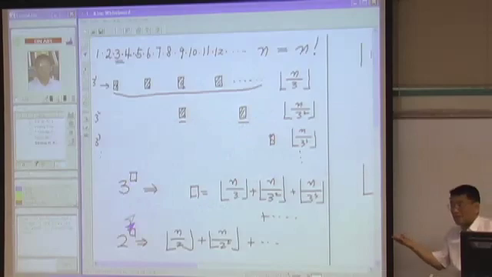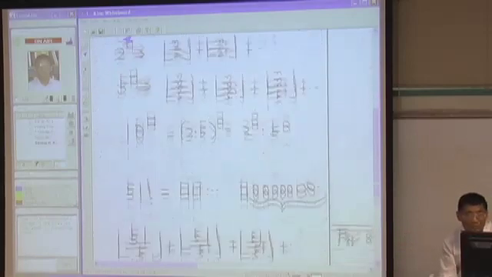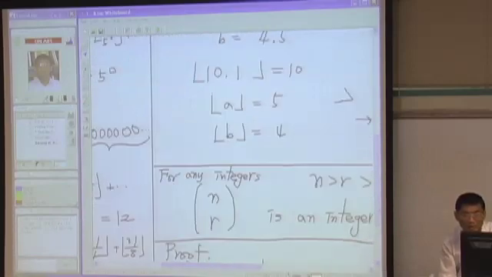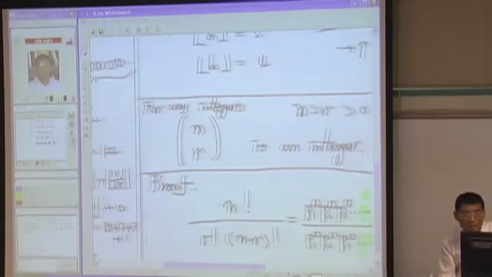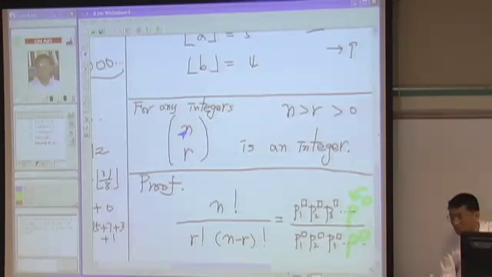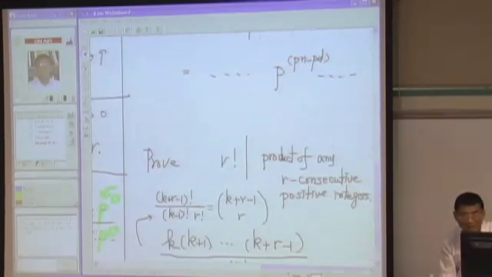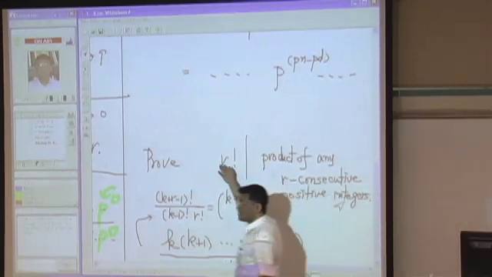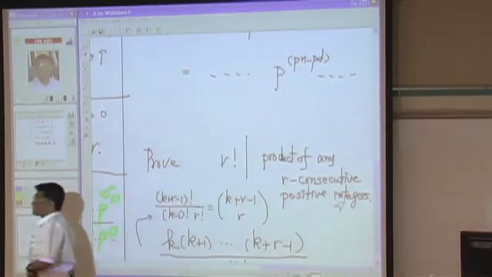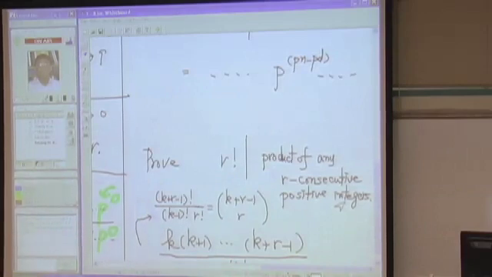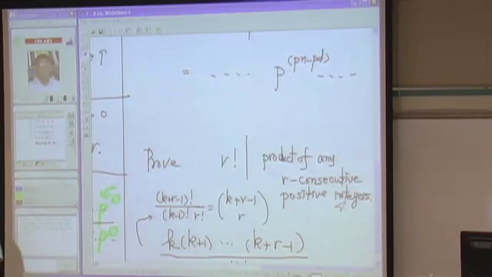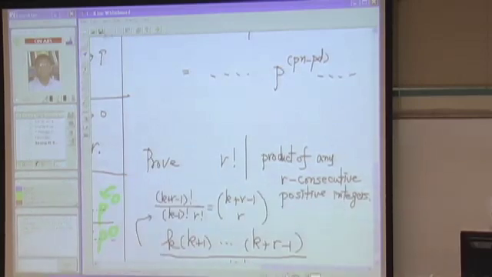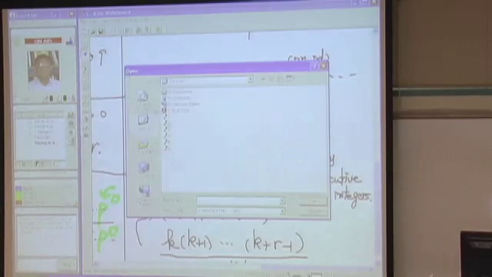Very simple idea. And using this simple idea, we can count the number of zeros, and we could prove that this binomial coefficient is an integer, and then we also prove that any r consecutive positive integers are divisible by r factorial. So this is the summary, and if you have a question, ask. Then let's go to the next example or theorem.